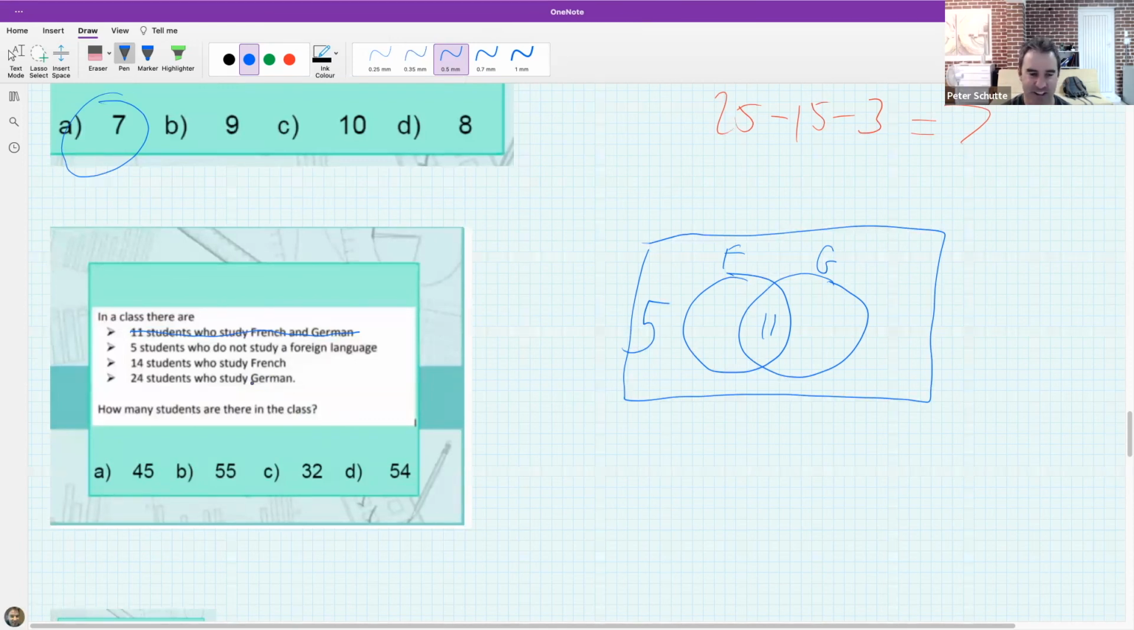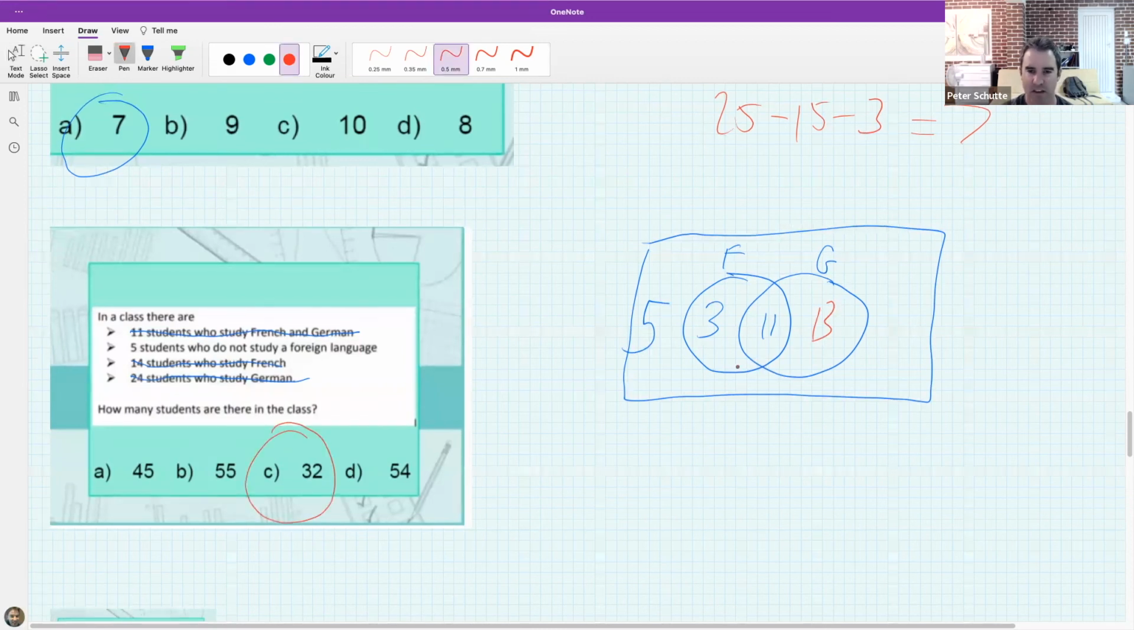14 students who study French. I guess that would mean this is 3. And 24 study German, which means if that's 24 in total, this must be 24 minus 11. So 24 minus 11, 13. And so then the final one would be add up all these, which is 5 plus 3 plus 11 plus 13, which gives me 32, which is C.